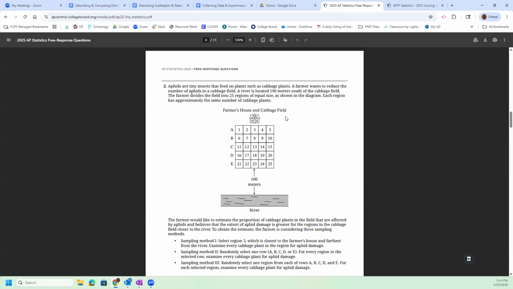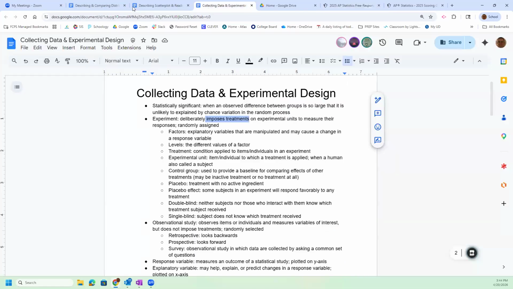So what we're dealing with here is an observational study. We're dealing with an observational study. Okay. So that is oftentimes a question. Going back to these definitions, we could be asked, is this an observational study or is this an experiment? In a case like this, it is an observational study because we're not imposing a treatment.